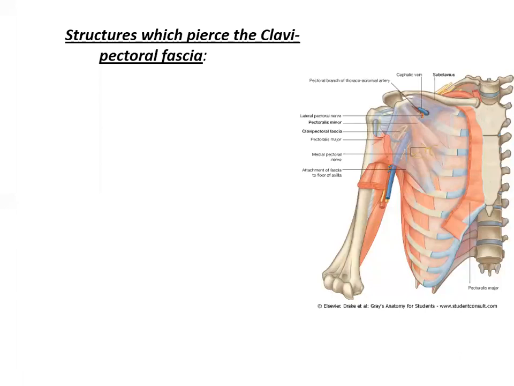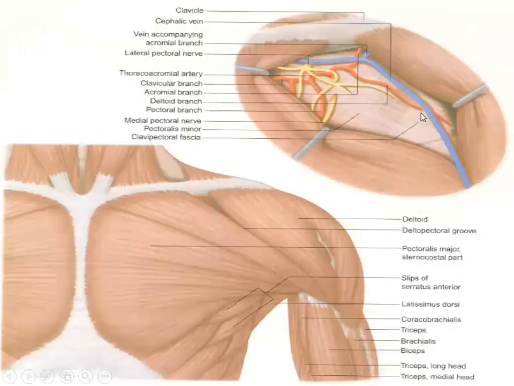Now, there are structures which are piercing this clavipectoral fascia. As you can see, this is again the clavipectoral fascia. This is the pectoralis minor muscle, subclavius. This fascia is going to the two muscles as well as going to the axilla. And in between, there are structures which are piercing the clavipectoral fascia, as you can see even in this picture.